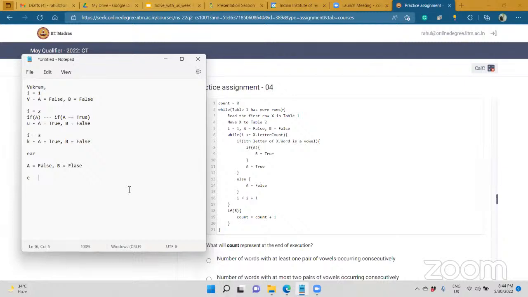And thereafter A becomes true. So initially it'll skip the ninth row. It'll skip the ninth row and take you to the 11th row, wherein you will say A is equal to true, and then your value of A will become true for the next word that you'll pick up.